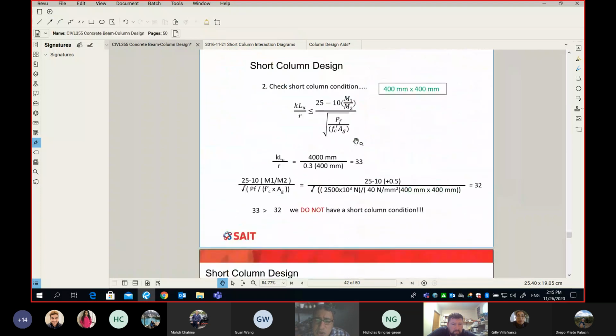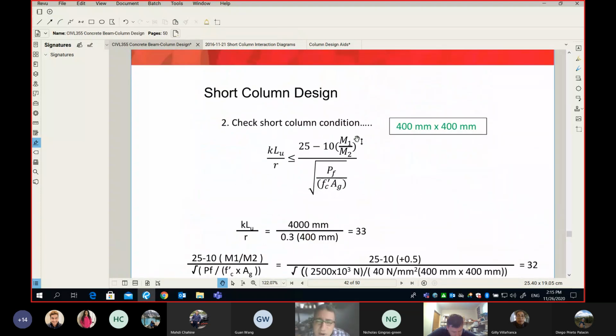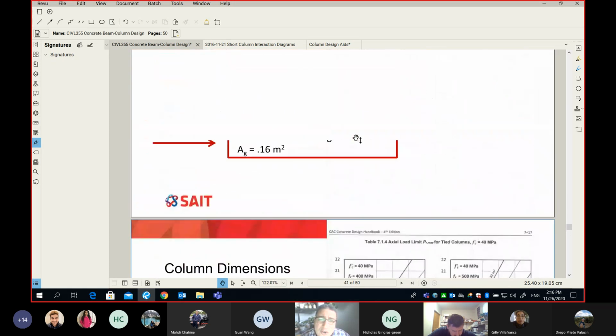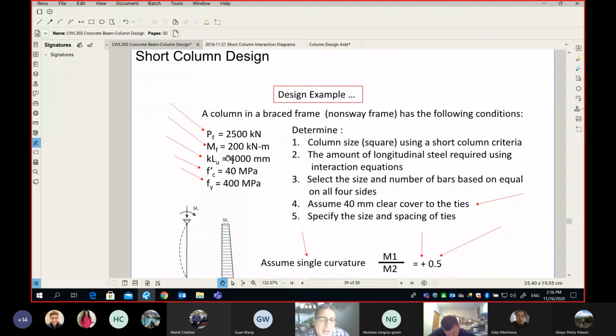Now, once you know the dimensions, what you have to do, and please don't forget, number one, is to make sure that your column is a short column. Because I'm going to make it clear, if your column is not a short column, let me ask you, do we design the column for only 200, or do we have to take the moment that comes from the buckling?